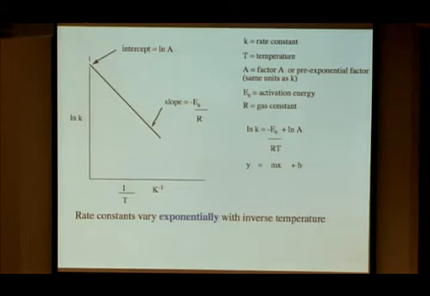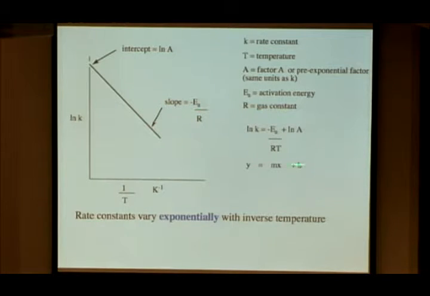So he found that if he plotted natural log of the rate constants versus 1 over temperature, so the units are Kelvin to the -1, that he got a straight line, which means that the rate constants are varying exponentially with inverse temperature. So you have to use a natural log to get a straight line. If you don't use natural log, you wouldn't get a straight line here. So let's look at some of these terms that we have here.